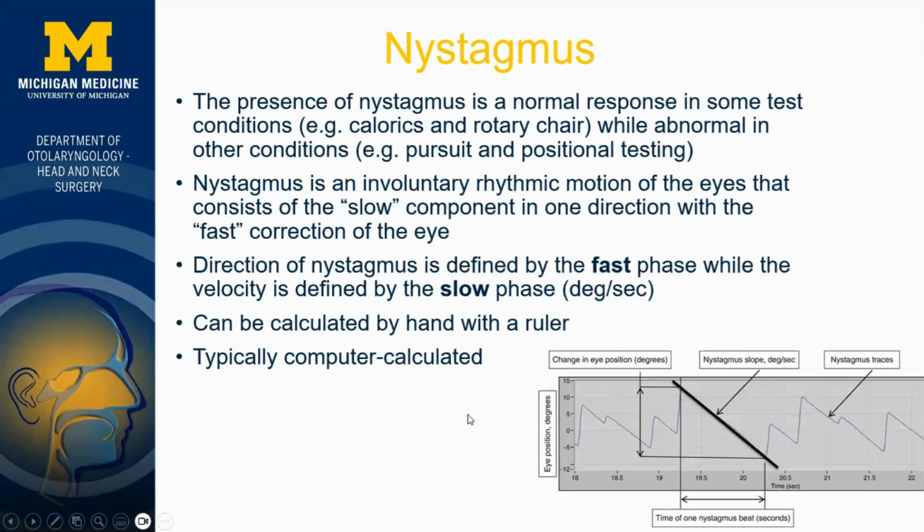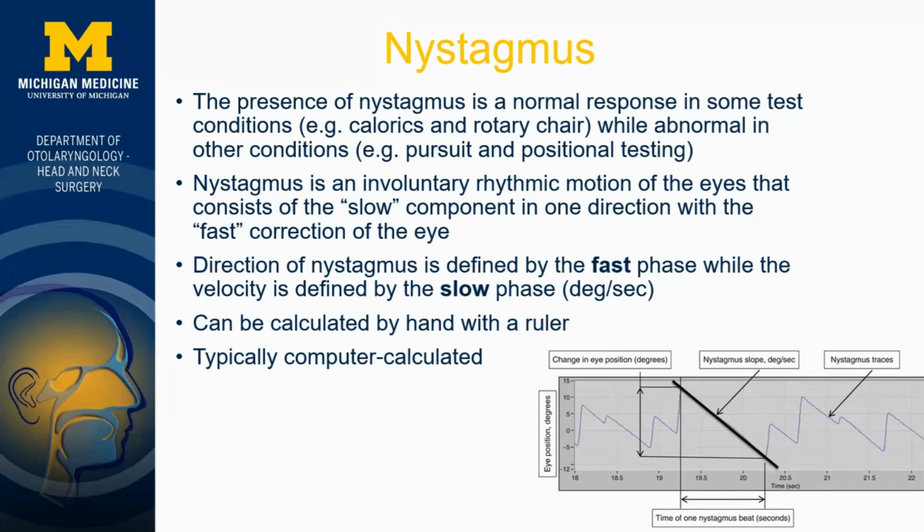So in vestibular testing, for the most part, you're looking for the presence or absence of nystagmus. Nystagmus is a normal response in some test conditions like calorics and rotary chair, but abnormal in other conditions, such as during pursuit tracking or during positional testing. Nystagmus is defined as an involuntary rhythmic motion of the eyes that consists of a slow drift in one direction with a fast correction back.